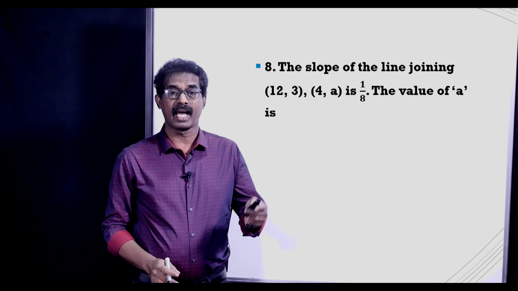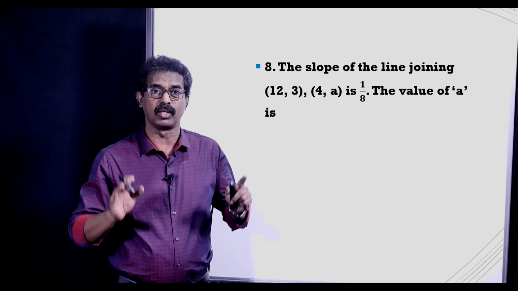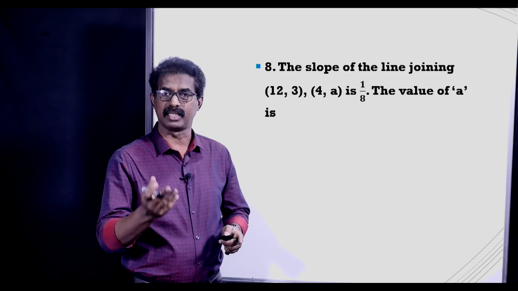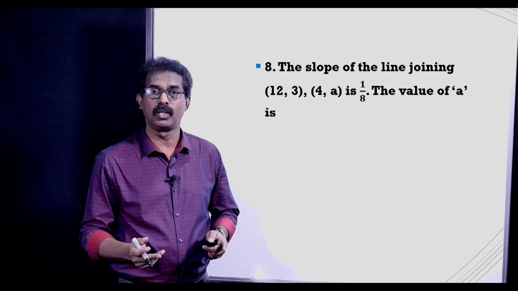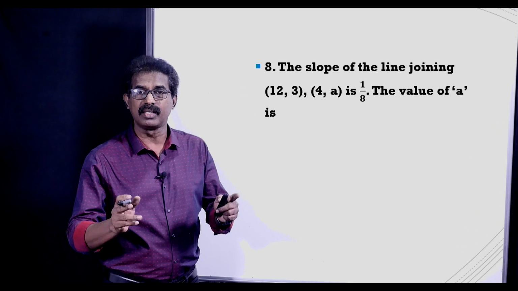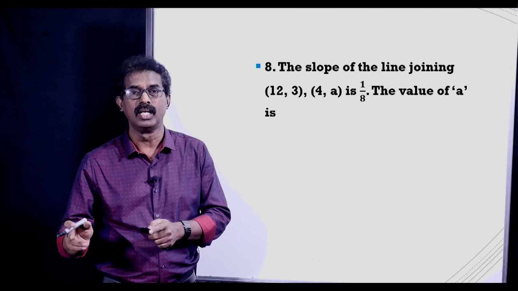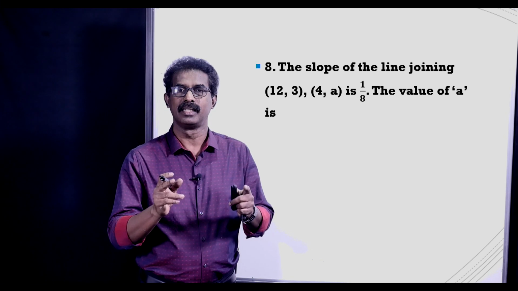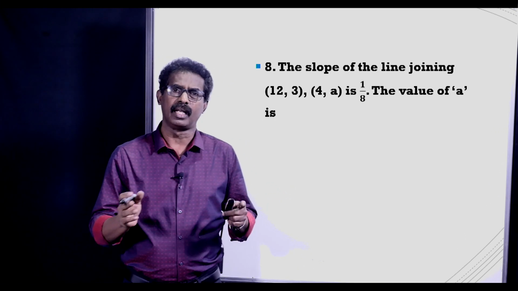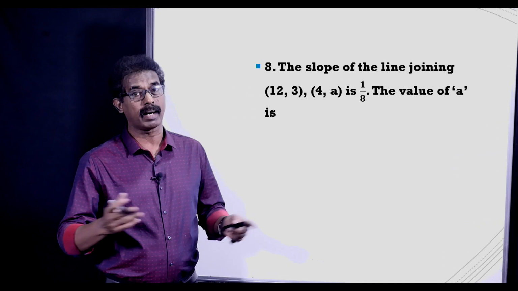The slope of the line. See, slope means immediately all the formulas should come to your mind. There are different formulas, right? If the angle is given, what is slope? Tan theta. If 2 points are given, what is slope? y2 minus y1 by x2 minus x1. If the equation is given, ax plus by plus c equal to 0, then what is slope? Minus a by b, right? Then parallel, what's the condition? m1 equal to m2. For perpendicular, m1 into m2 is equal to minus 1, and so on.